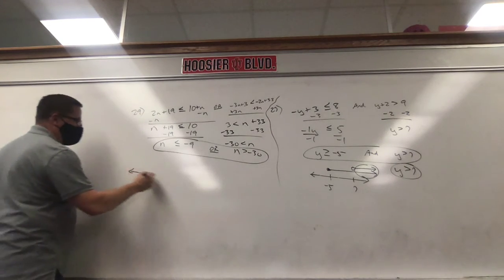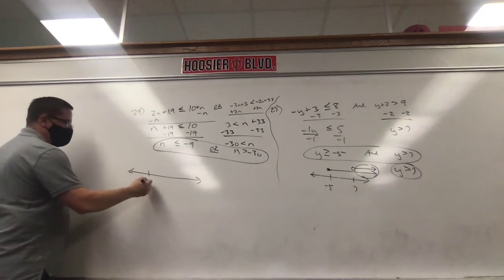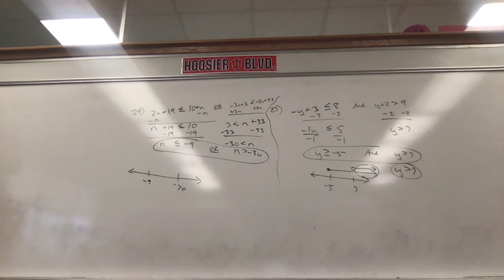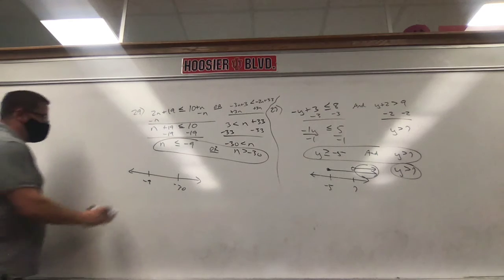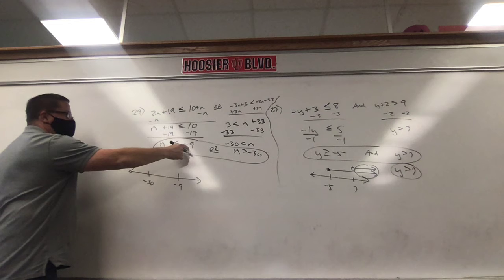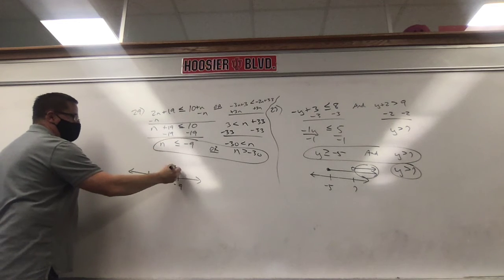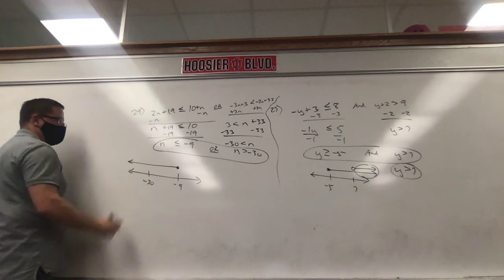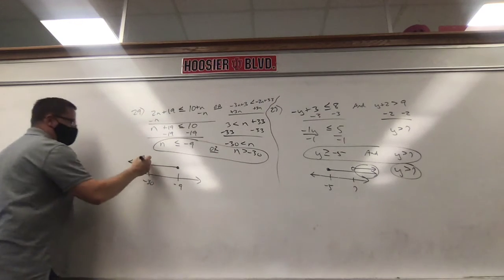If I put these on here, make sure you put them in the right spots. Is this okay? Negative 9 there, negative 30 there, is that okay? No, negative 9 is bigger than negative 30. So at negative 9, we're going to have a closed dot and shade which way? To the left. At negative 30, we're going to have an open dot.